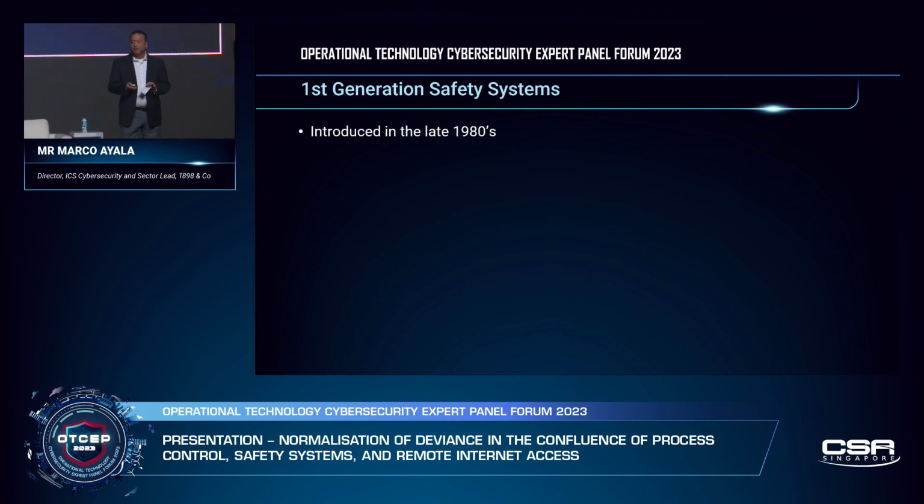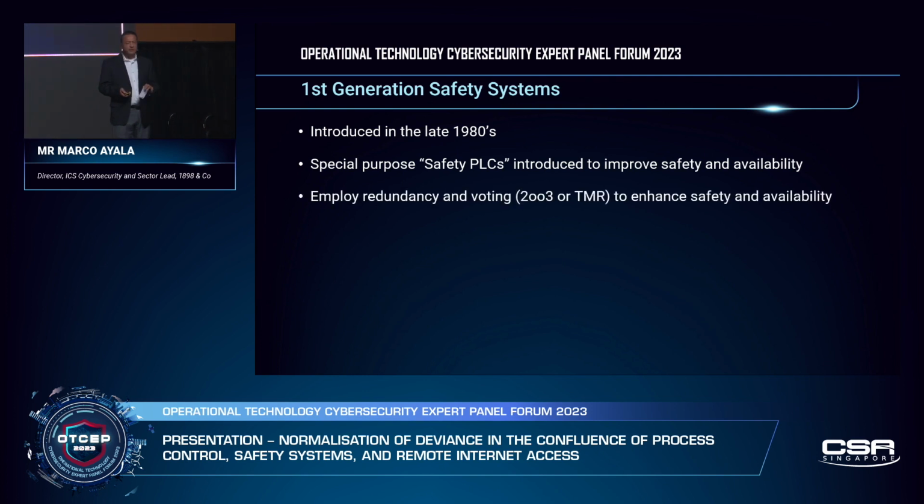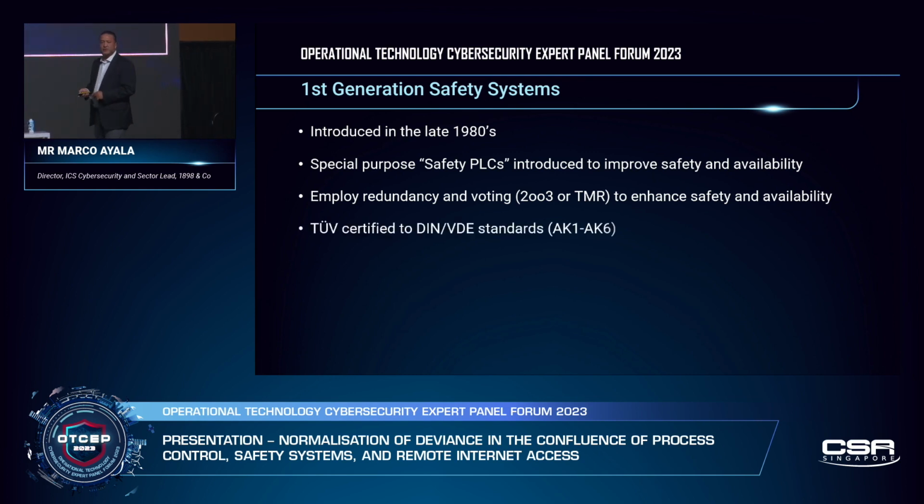So in the actual first generation of these systems, the digital forefront was actually introduced in the 1980s. There were special purpose safety PLCs, and they did help improve safety, but there were still bugs, right? They did employ redundancy in voting, so there was 2 out of 3 or triple modular redundant for those that are in the safety spectrum. And there was also enhanced availability and reliability. And at the time, there was the first TUV certified sticker stamp was back in that time frame.